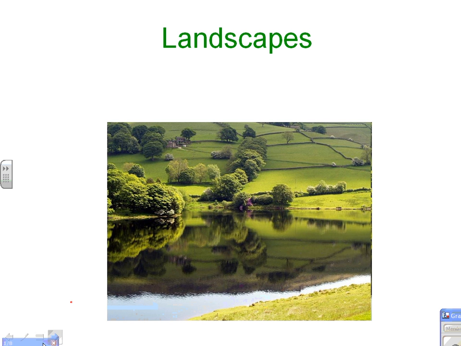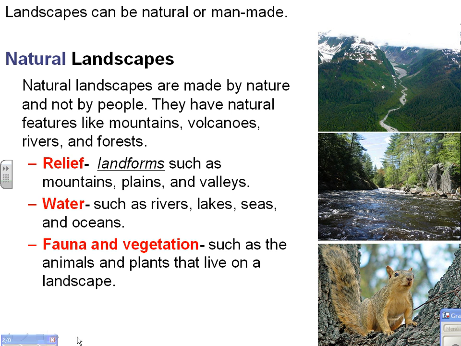Landscapes. Landscapes can be natural or man-made. Natural landscapes. Natural landscapes are made by nature and not by people. They have natural features like mountains, volcanoes, rivers, and forests.